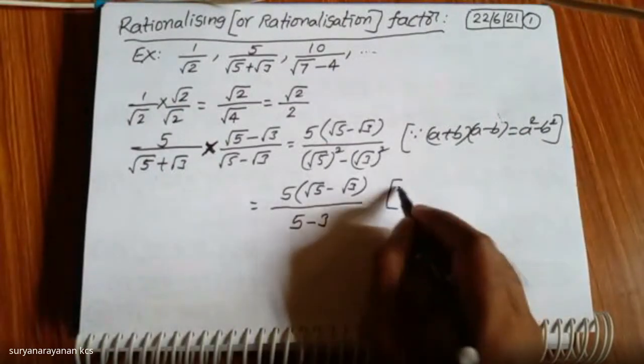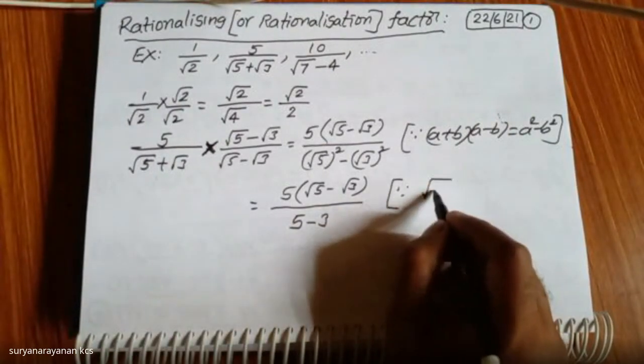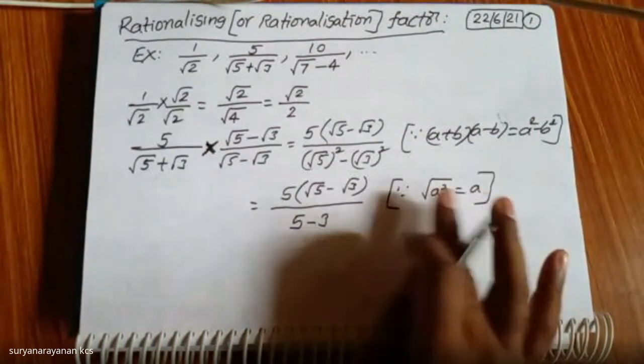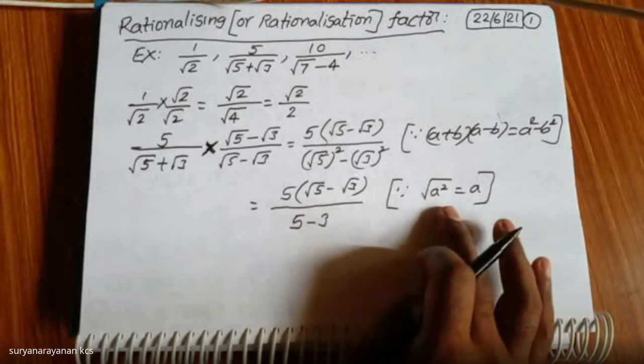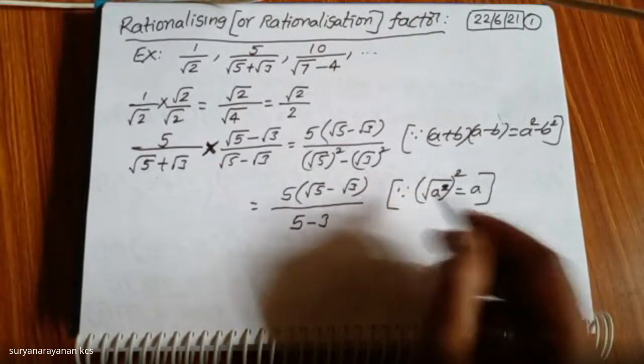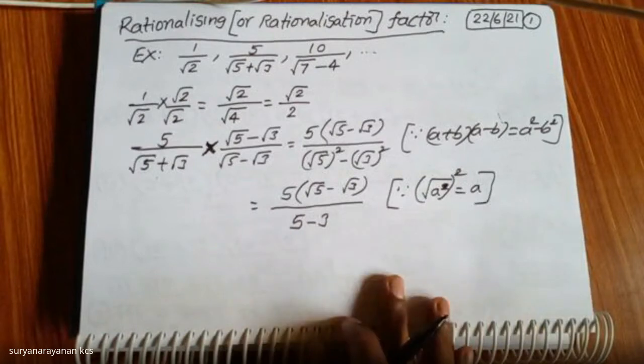Because root of a square is equal to a only. By using this property, root a square or root a whole square, root a whole square is equal to a. Okay.